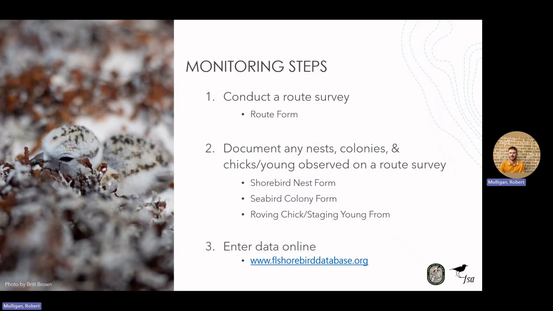We can break down monitoring ground nesting shorebirds and seabirds into 3 basic steps. 1. Conduct a route survey. 2. Document any nests, colonies, and chicks or young observed on a route. And 3. Enter all of this data into our online database at flshorebirddatabase.org. To aid in data collection, we provide 4 data sheets which we are going to go over today. And these data sheets are designed to collect data based on the standardized methods outlined in the breeding bird protocol. They can be found on the FSD's website under the Resources tab.